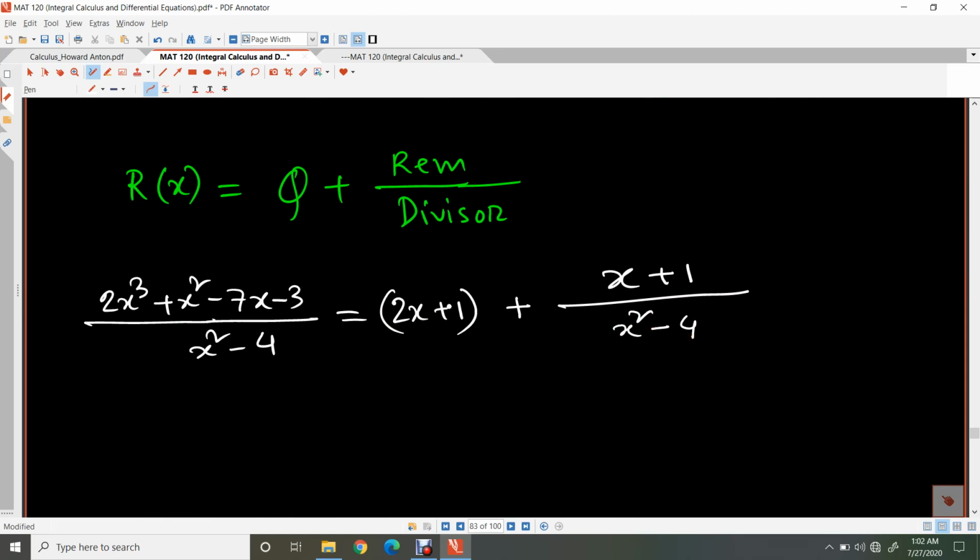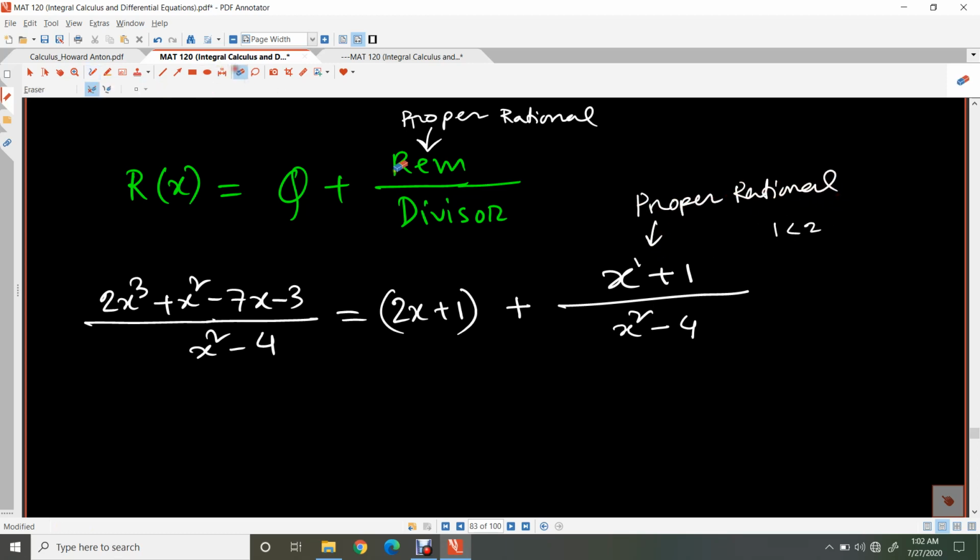So we are using this technique: improper rational function is equal to quotient plus remainder by divisor. Now automatically you can have a look here. It must be a proper rational. So here we can see that in the numerator we have degree 1 and in the denominator we have degree 2. So the degree of the numerator is less than the degree of the denominator. So this is now a proper rational. So we can easily decompose this proper rational function.